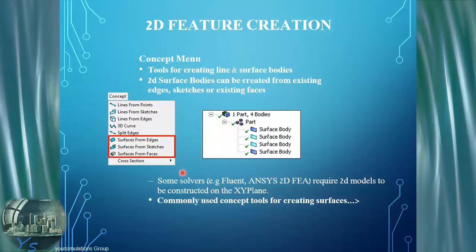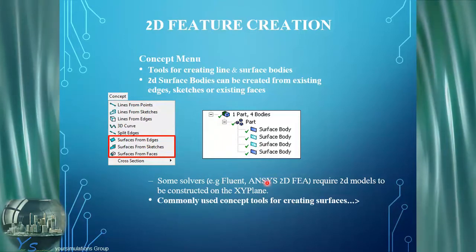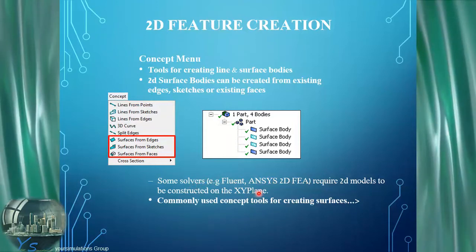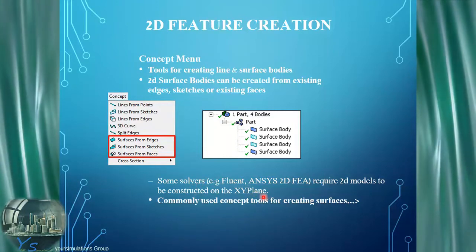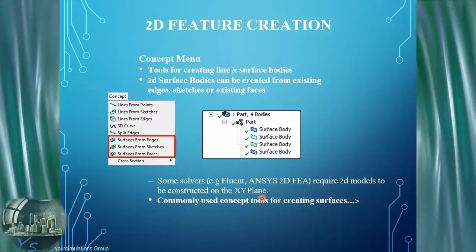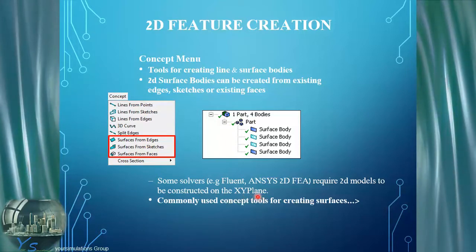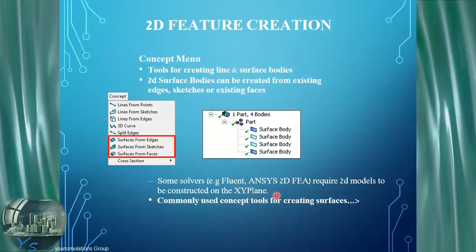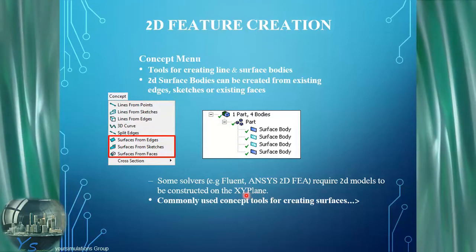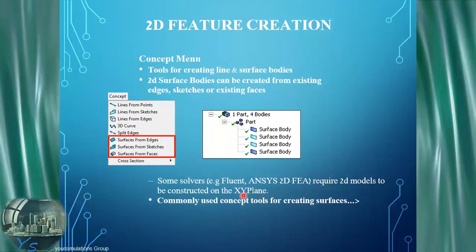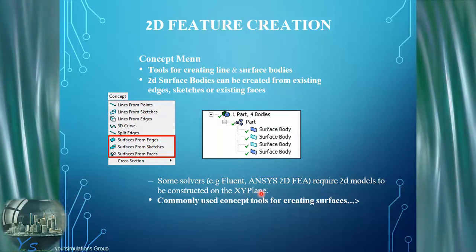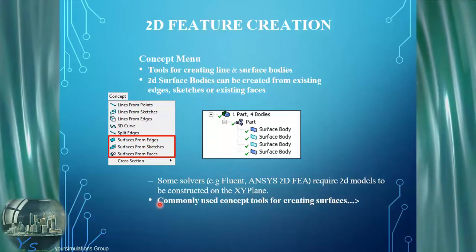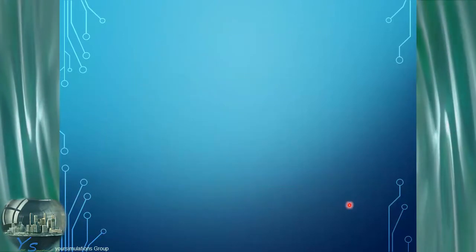It's important to note that some solvers, such as Fluent for 2D modelling and ANSYS 2D FEA, require 2D models to be constructed on the XY plane, and they won't accept any parts of the geometry that don't reside on this particular plane. So if we're creating 2D geometry, you need to ensure that it is created on that particular plane and doesn't breach any position beyond that. Commonly used concept tools for creating surfaces are included in the following few slides.